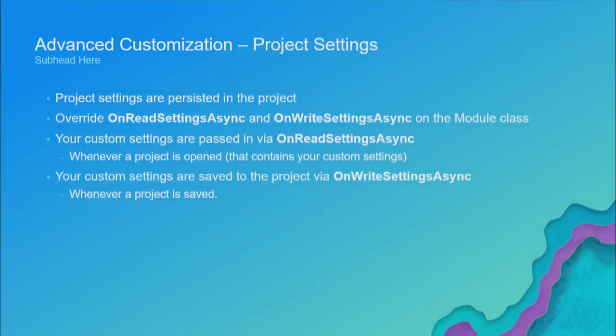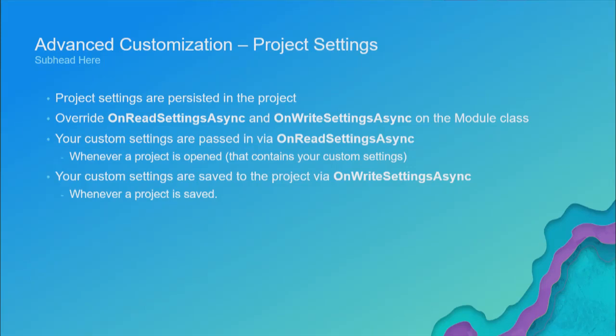So, project settings first. Project settings are persisted in the project. They are persisted in the APRX. To implement custom project settings, you override two methods on your module: OnReadSettingsAsync and OnWriteSettingsAsync.